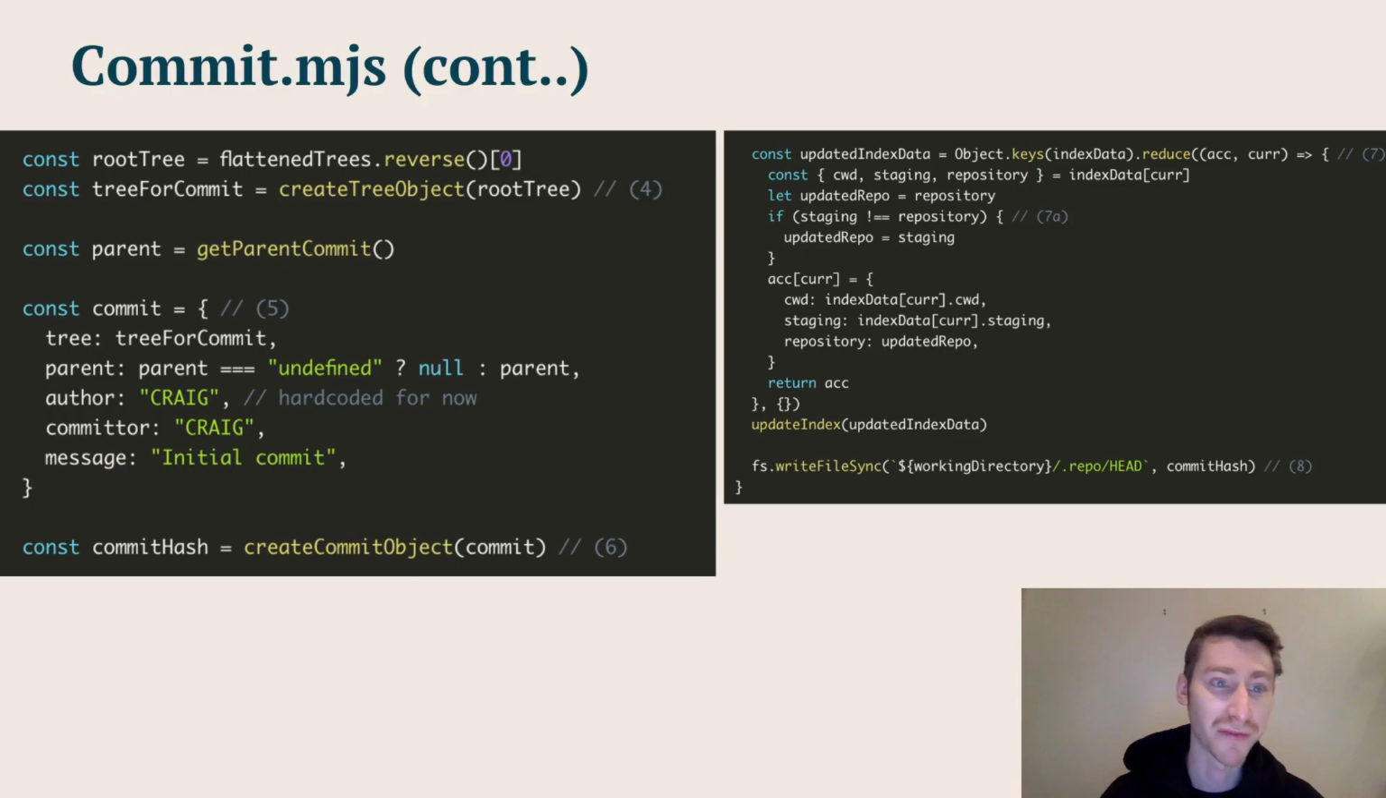Commit continued, because it is a big file. So for number 4, we create the tree object for the root. Number 5, we then create a commit object using a parent commit if it exists and the tree hash. For number 6, from the commit object, we're going to get the commit hash. This is the bottom on the left. Now on the right, number 7, we update the index file. Number 7a, if the staging hash does not match the repository hash, then we update it. An existing file has been updated. And then finally, number 8, we update the head with the latest commit.